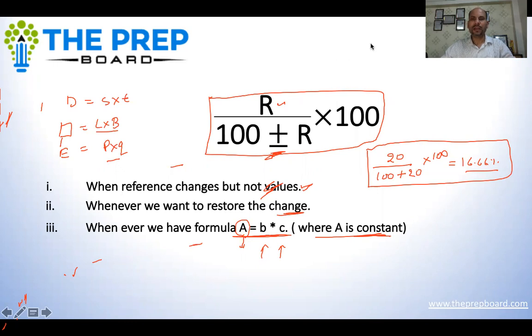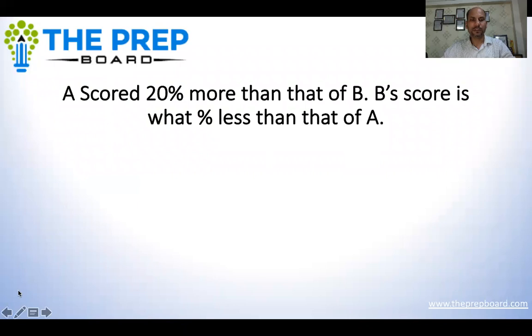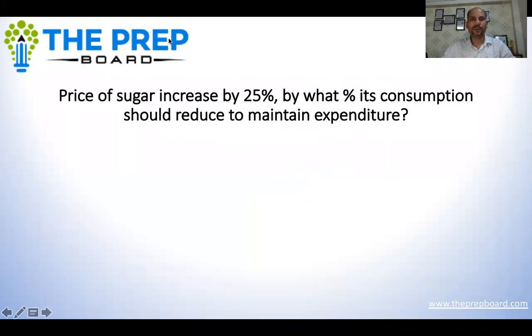Now let's try to use this formula. Let's begin with the previous question. 20% more than B. So you understood this. It becomes 20% more. That's why we use positive sign here, multiplied by 100. It will become 16.66%. Let's move on to the next one.